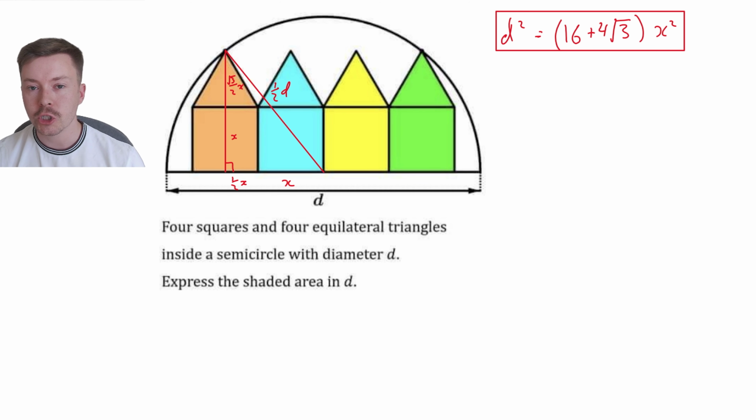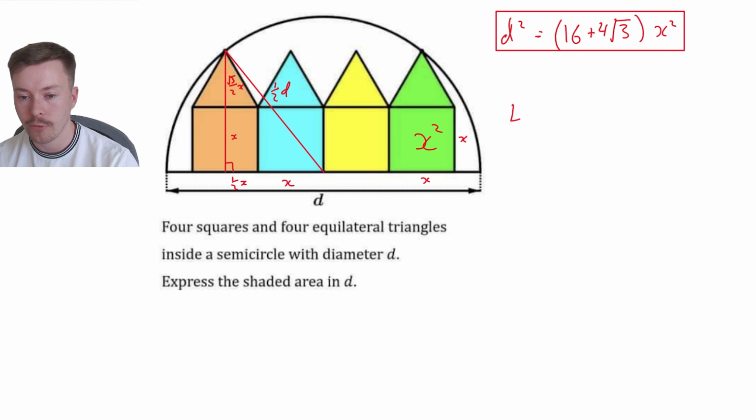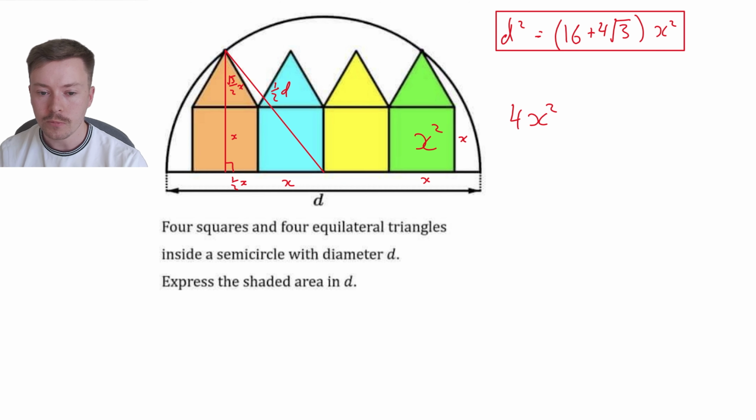Okay, so the shaded area we are going to start looking at. I'm going to get that in terms of x and x squareds first of all. So looking at the right hand side of the semicircle, this green shape specifically, we know that the width of the square is x, the height is x, and so we're going to have 4 squares where the area is x squared. So we've got 4x squared.